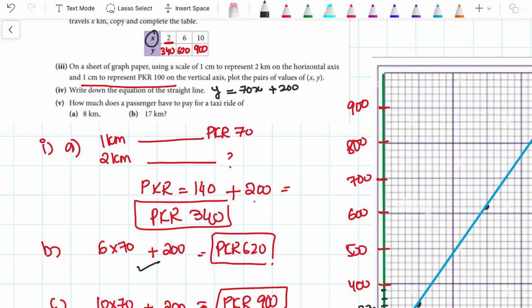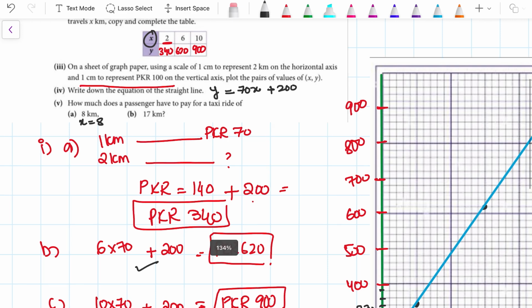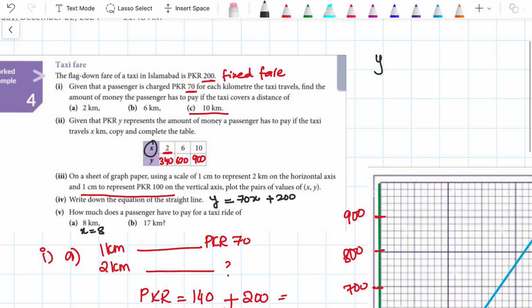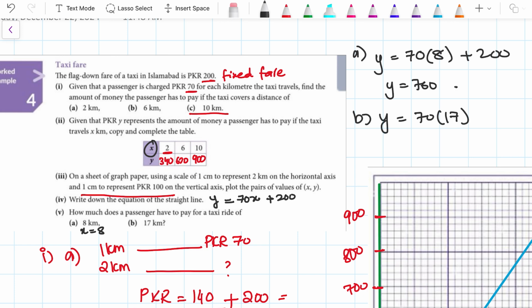How much does a passenger have to pay for a taxi ride of 8 kilometers? Now we're not going to do this by the unitary method. We know that the value of x is 8 because x is the distance. So we just plug in the value in place of x. 560 plus 200 gives you 760. Now when you have to travel 17 kilometers, 70 into 17 plus 200, that gives me 1390.